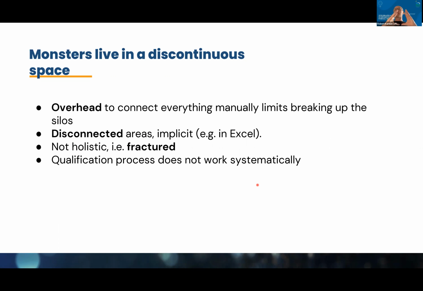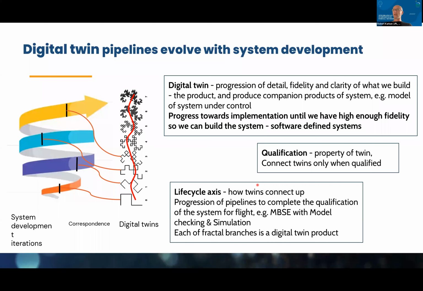And the qualification process, right, to qualify a system from the very beginning, from the early concept design to the final product, does not work systematically, right? That's the huge challenge. So the concept we have been kind of contemplating is digital twin pipelines that evolve with the system development, right?